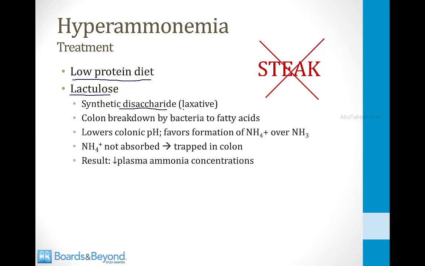It functions as a laxative by drawing fluid into the colon, but it's given in patients with hyperammonemia for a very different reason. There is colon breakdown of lactulose by bacteria into fatty acids, and this lowers the colonic pH. As a result, this favors formation of the positively charged NH4 molecule over NH3. The NH4 in the colon is not absorbed, and thus it is trapped in the colon, and as a result, you will lower the plasma levels of ammonia by giving patients lactulose and converting any NH3 that finds its way into the colon into NH4, which will then be trapped and excreted in the stool.